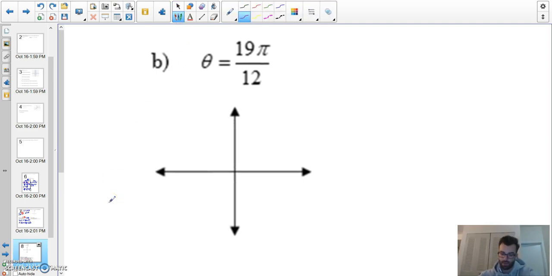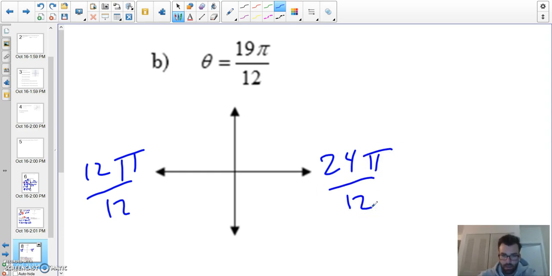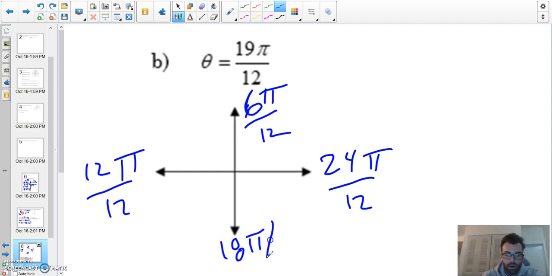So, 19 over 12. All right, remember this is right here. Since it's positive, we're going around the regular way like that. All right, this is pi. This is 12 pi over 12, which is 1 pi. 24 pi over 12, which is 2 pi. Okay. 6 pi over 12, which is pi over 2. 18 pi over 12, which is 3 pi over 2.